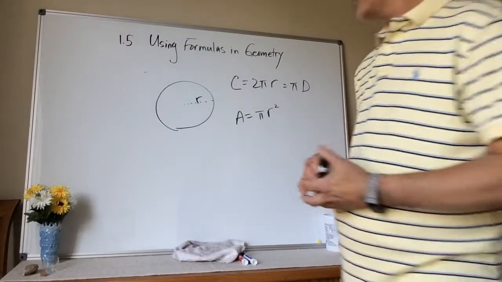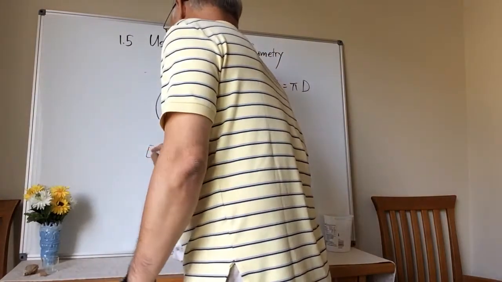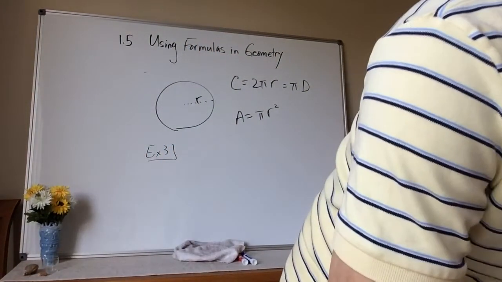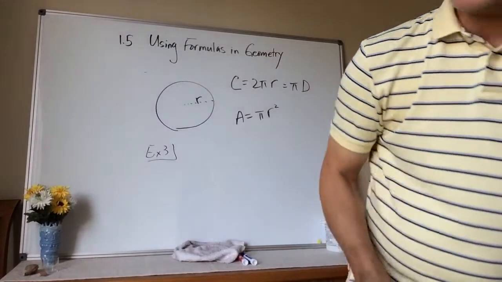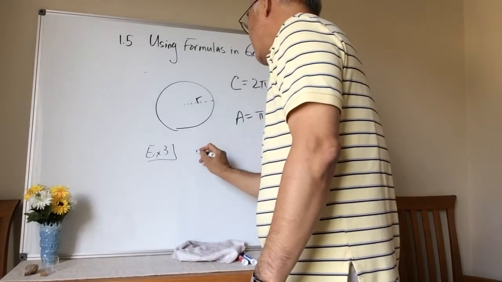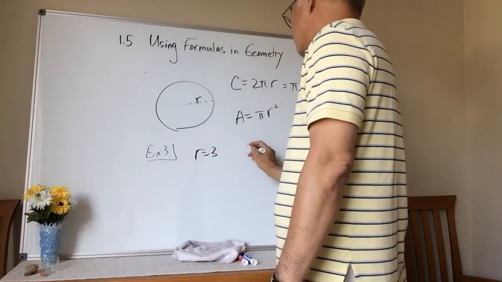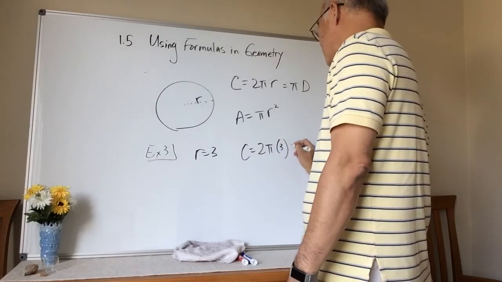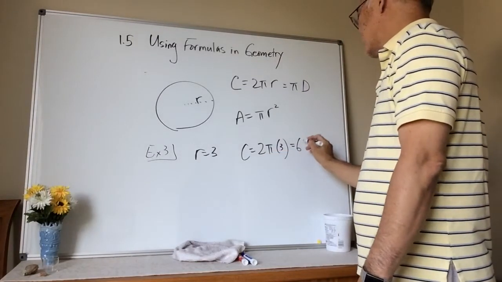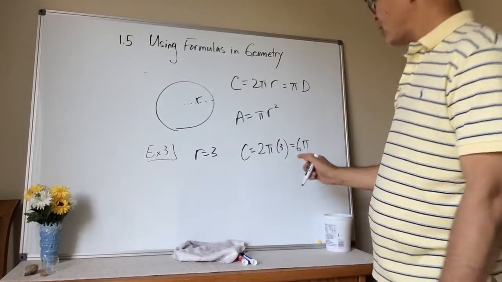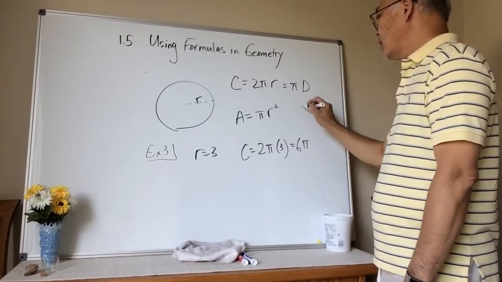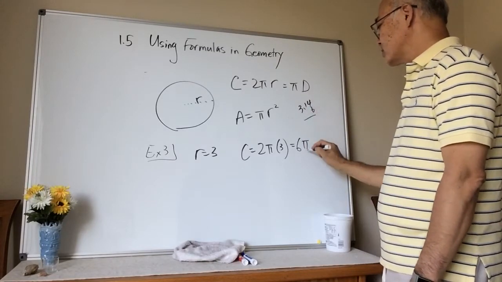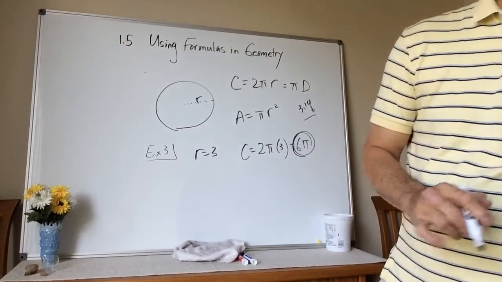So let's see if we can do example number 3. Example number 3 says, find the circumference and area of the circle where the radius is equal to 3. So the circumference, if I use this equation, is 2 pi times 3. 2 times 3 is 6, so this is 6 pi. Again, you do not have to multiply 6 times 3.14. This is perfectly an acceptable answer, 6 pi.